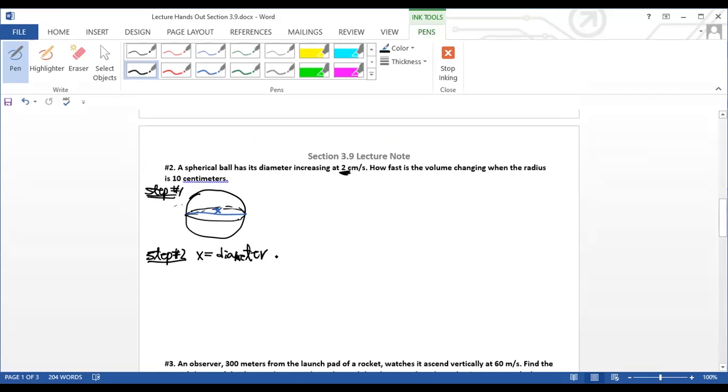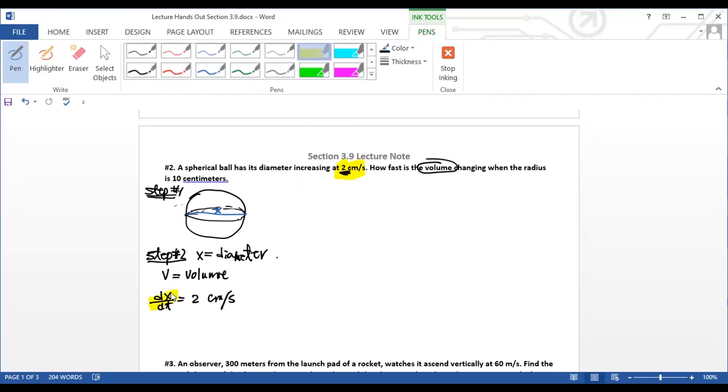Okay, and then V, because they want to find what the volume changes, right? And V is equal to the volume. Okay, so what else are we given? Oh, here, they say the diameter is increasing at 2 centimeters per second. So that means dx/dt is 2 centimeters per second, right?